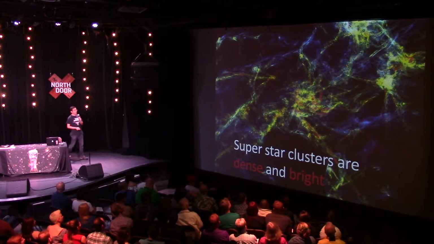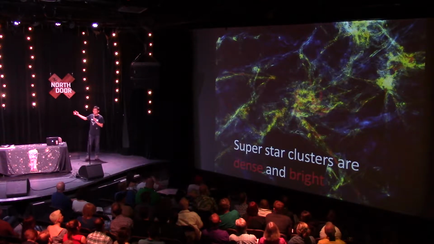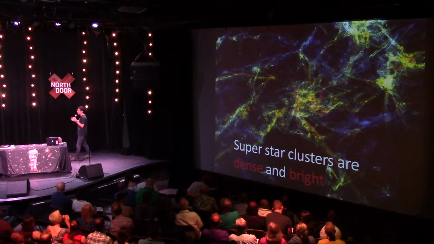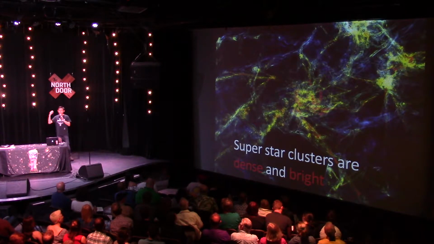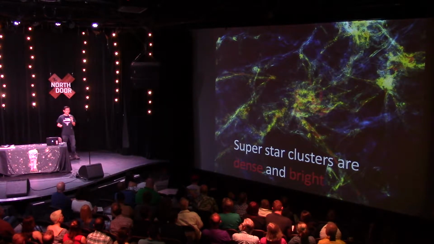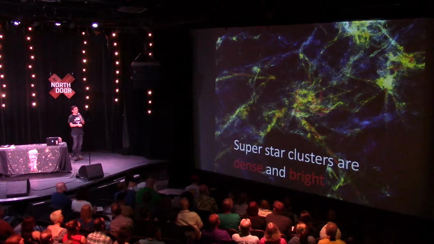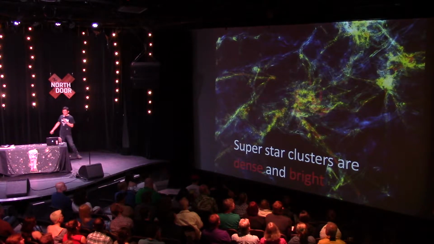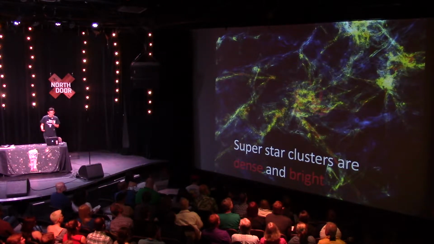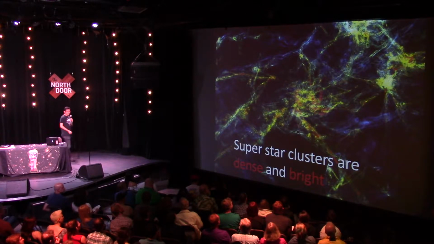They are really dense, and if you pack stars really close together, their radiation, or their starlight, is very intense, and they will have an influence on the surrounding gas. What you're seeing here is the gas around a superstar cluster. Red means high density, blue means low density.